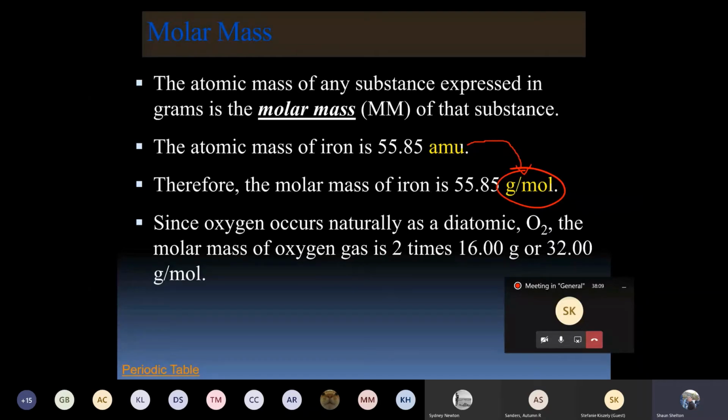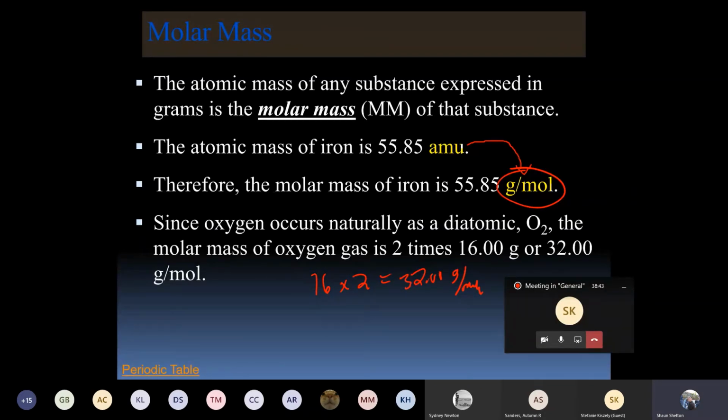Since there's two oxygens, you'll do 16 times 2, which gives me 32 grams per mole. Now, one thing I want you to remember here is always carry to the second decimal place. Do not round, carry to the second decimal place. That way you keep all your numbers straight. There's no questions about it. So that's how we figure out the molar mass of a compound.